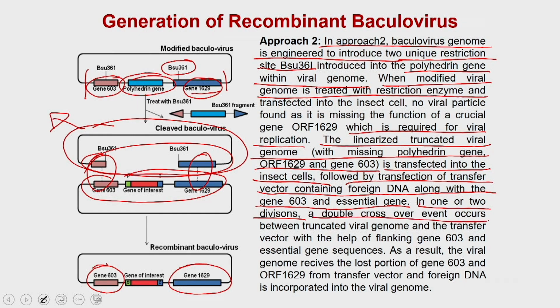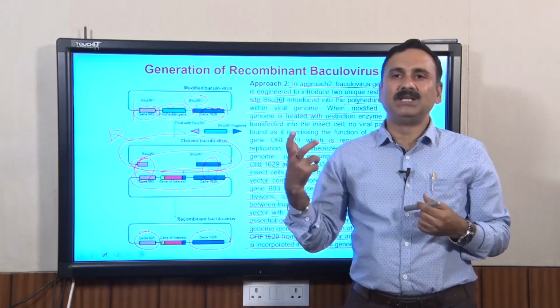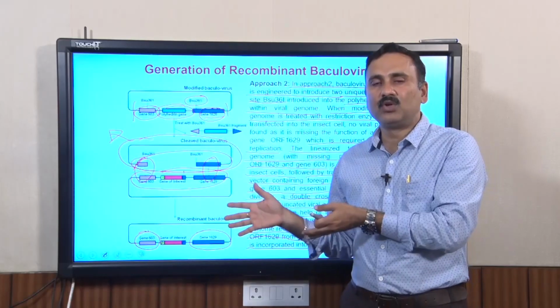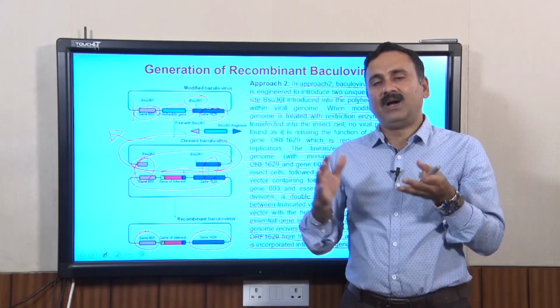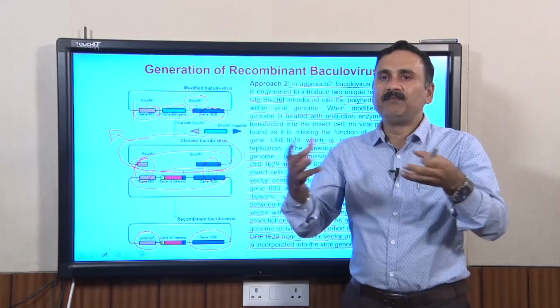So, a double cross event will occur between the truncated viral genome and the transfer vector with the help of the flanking gene 603 and essential gene sequences. As a result, the viral genome receives the lost portion of gene 603 and ORF 1629 from the transfer vector, and the foreign DNA is incorporated into the viral genome. So, you are going to generate the recombinant baculovirus. Now, whether you use approach 1 or approach 2, you have generated the recombinant baculovirus, and these baculoviruses can be used for protein production.